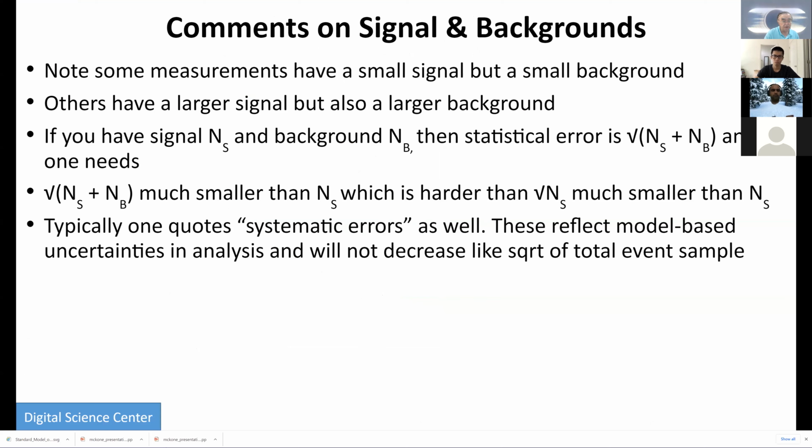So this is actually something you don't do when you're polling. When polling, you're not looking for small signals. You want to find which signal is biggest. Here, we're looking for small signals. And we need to find a region where the background is small enough, because if I have a signal n sub s and a background n sub b, the error goes like the square root of the sum. And we need to make that error small compared to the number of events in the signal. So if the background is too big, the square root of the background will overwhelm the signal.